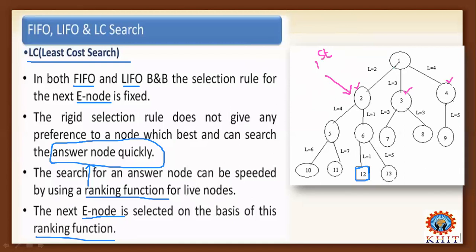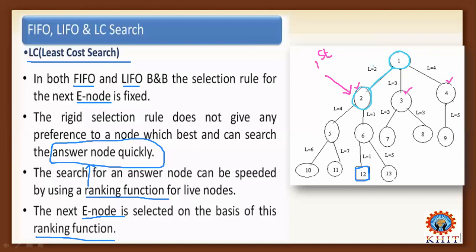The least cost moving from 1 to 2 is 2, least cost from 1 to 3 is 3, least cost from 1 to 4 is 4. Among these 2, 3, 4, which one is the minimum one? 2 is the minimum one. That's why you can select this path. Once the first iteration path is generated, then you can select node 2.